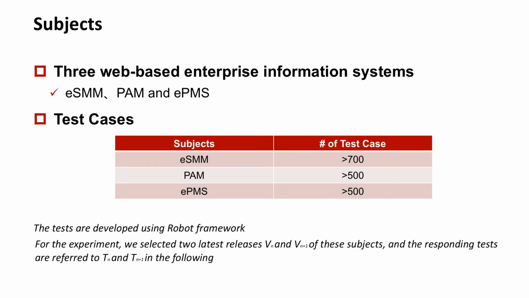We selected 3 web-based enterprise systems from our industrial partner, ESMM, PAM, and EPMS, which are continuously developed by different vendors. These systems are deployed on a cluster environment of our industrial partner for acceptance testing before they are formally released. For the experiment, we selected the 2 latest releases of the application and the accompanying test cases.